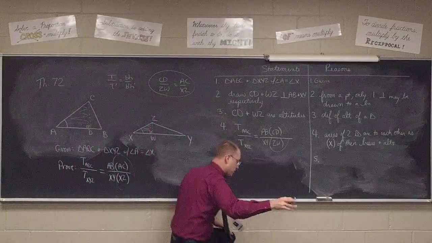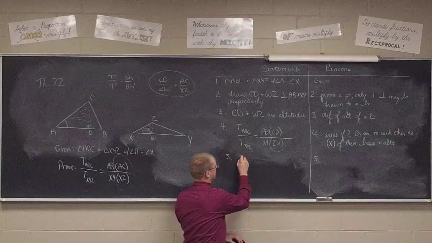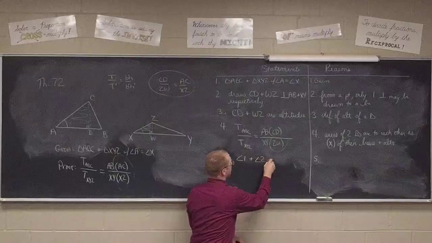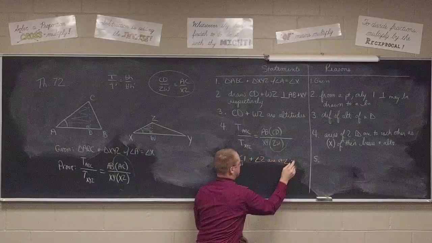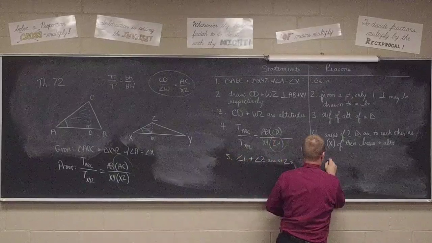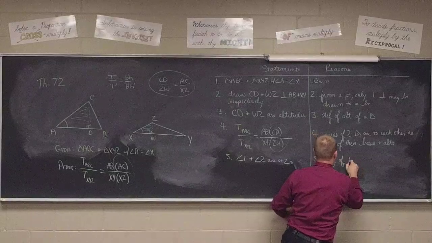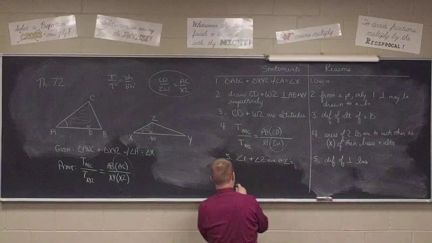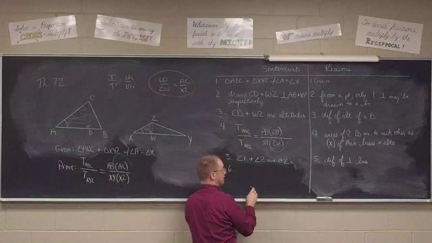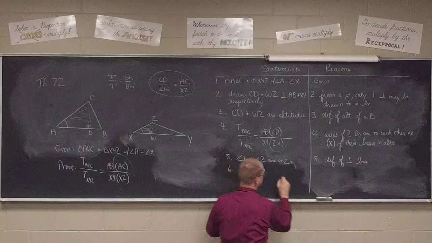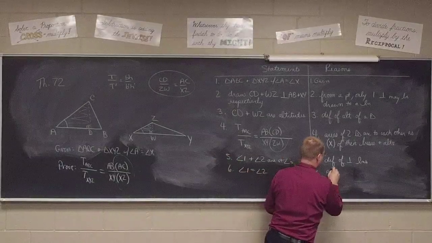So number 5, we should state, Ethan: angle 1 and angle 2 are right angles. And we know they're right angles because of the definition of right angle. And because they're both right angles, then Ethan, you said we could say angle 1 equals angle 2 because all right angles are equal.